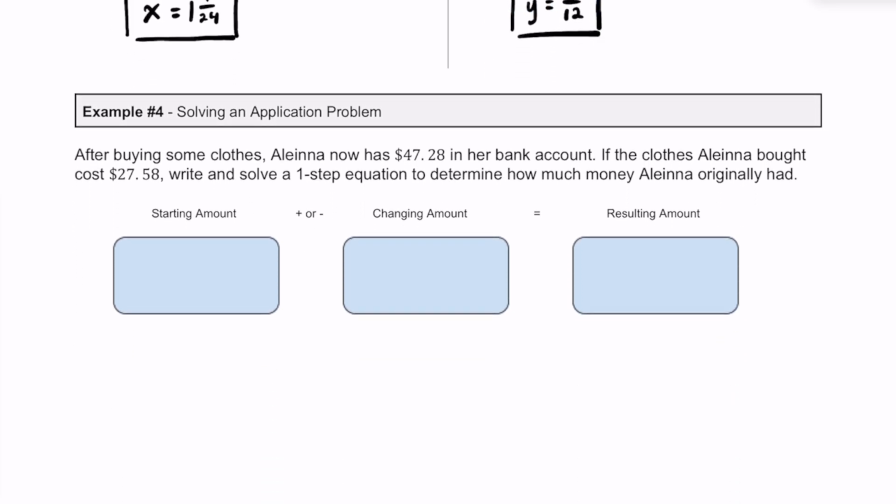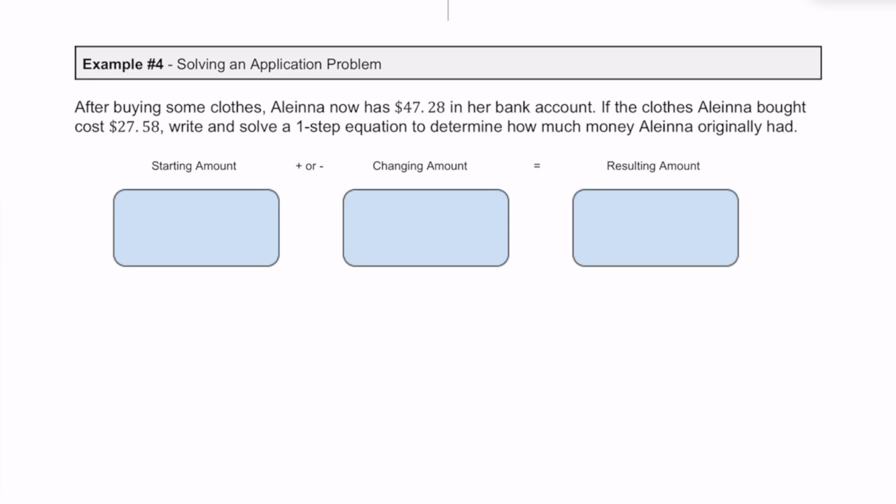All right, here's one final example. In this case, for example 4, let's try an application problem here. So we're going to try to look at a situation and see if we can write an equation and then solve it. All right, so after buying some clothes, Elena now has $47.28 in her bank account. Okay, so that's after buying clothes. So we hopefully know if we're going to be adding or subtracting money if we're buying clothes.